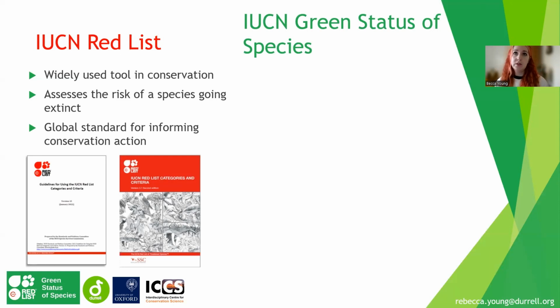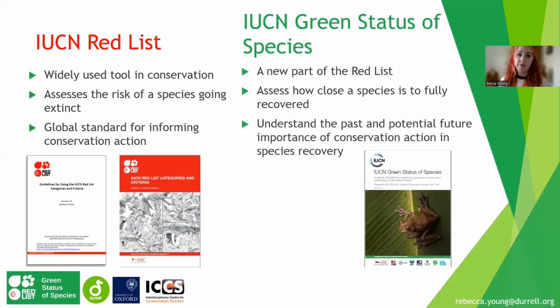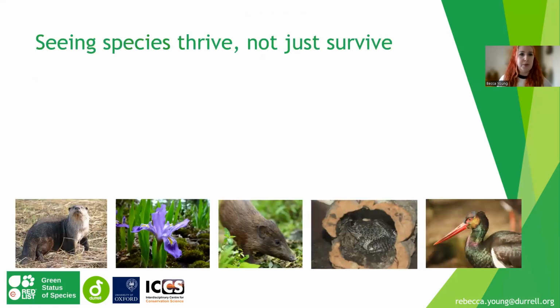It was a long time in development, and it was launched in 2021 as a new part of the Red List. And this assesses how close a species is to being fully recovered. And the idea is to understand the past and the potential future importance of conservation actions within species recovery. And part of this is coming from an idea that we don't want to just stop species from going extinct. As conservationists, we want to strive for more than this. So the idea behind it being we want to see species thrive, not just survive.